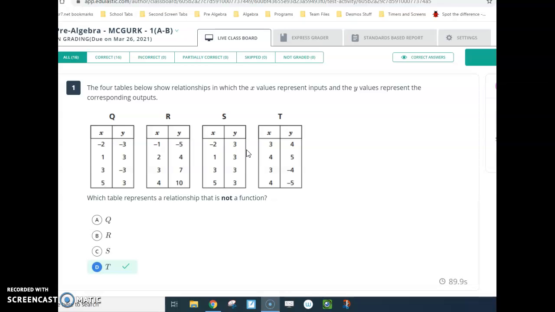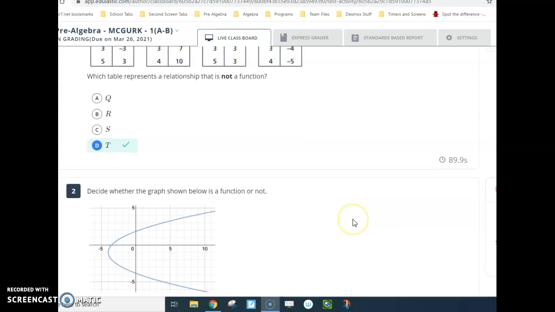All right, in this first problem, it wants to know which of the tables is not a function. A function is where every input x has exactly one output y. And so what you would want to do is look for a table where you have repeating x values. So for example, in table T, 3 goes with 4 and it goes with -4, and so that means it is not a function.